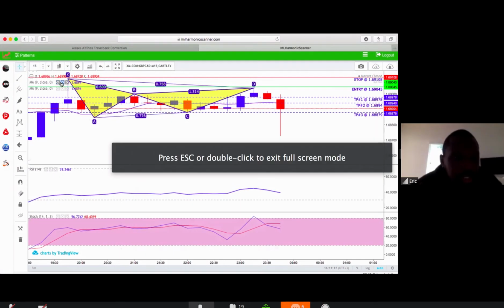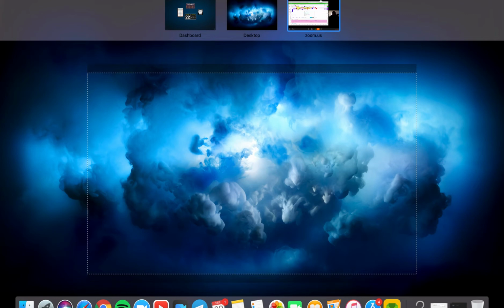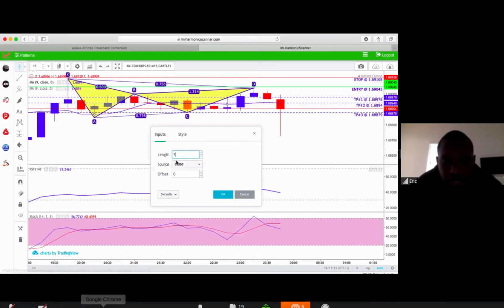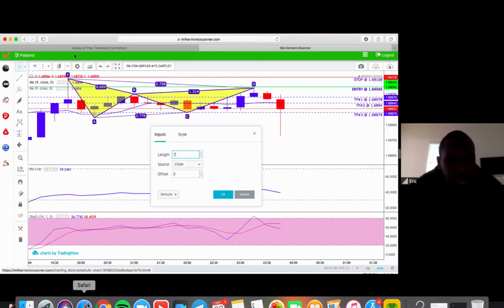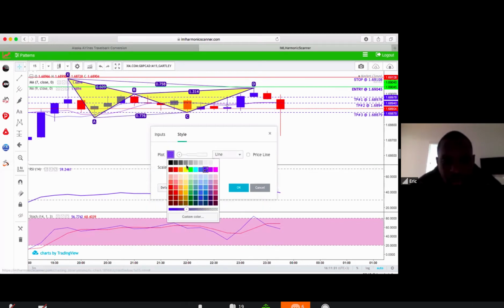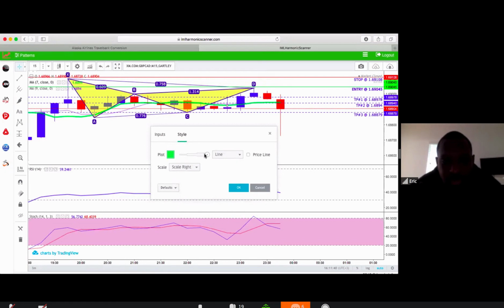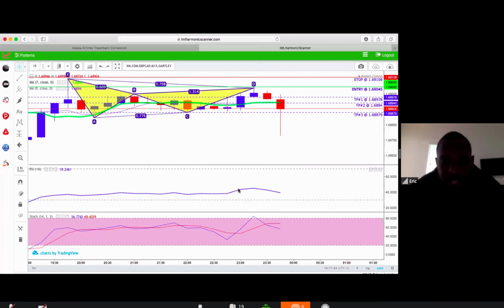We got the two moving averages, and one of the moving averages is going to be 7. Close. Leave that offset at 0. I'm pushing default, and then I'm going to make this probably green. I'm going to make the 7 green. Boom. 7 green. Make that line all the way up.